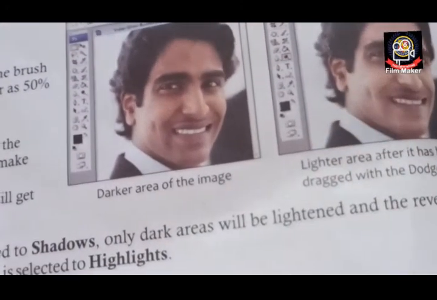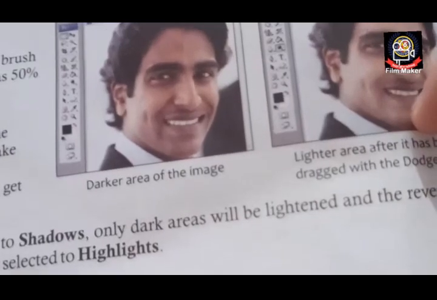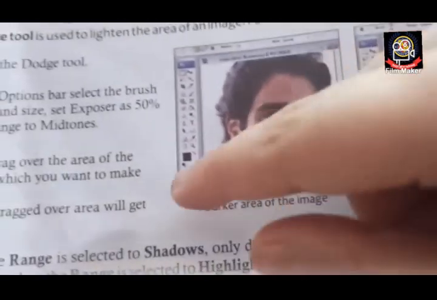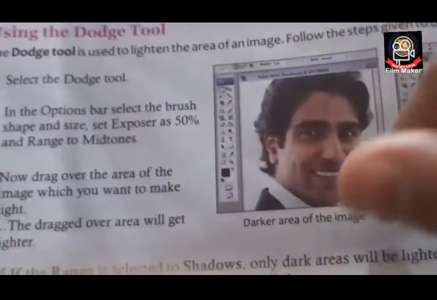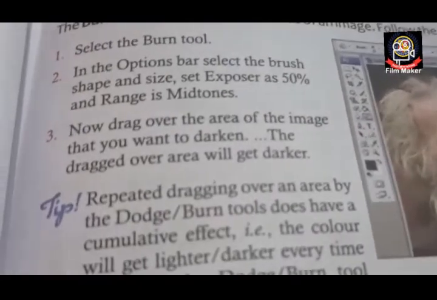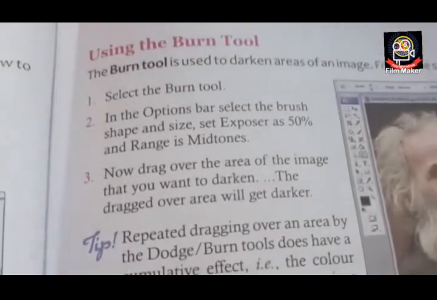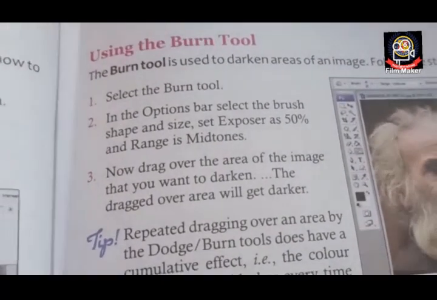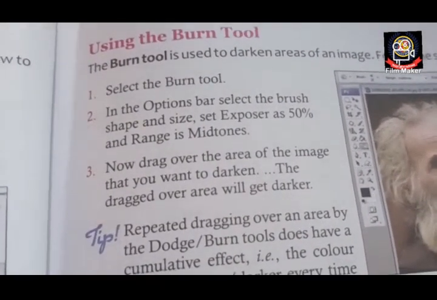So light area after it has been dragged with the dodge tool. Okay, so this is how we can use the dodge tool to lighten the area of the image. Clear? Yes, so now let's discuss the next, that is the burn tool. Burn tool means it is used to darken the area of the image.